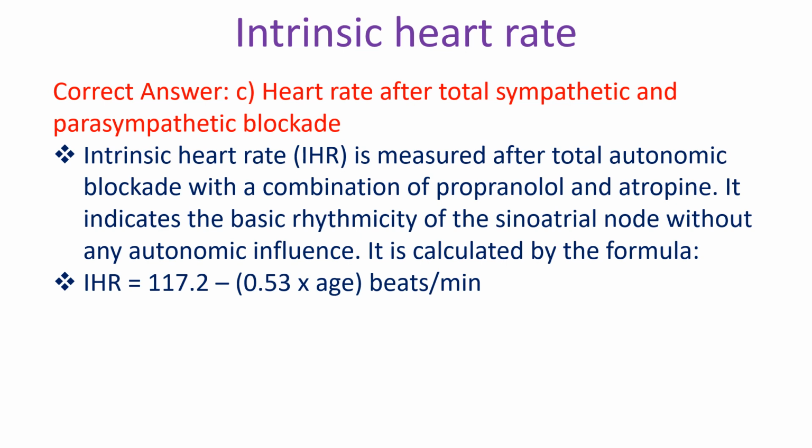Intrinsic heart rate is measured after total autonomic blockade with a combination of propranolol and atropine. It indicates the basic rhythmicity of the sinoatrial node without any autonomic influence. It is calculated by the formula IHR is equal to 117.2 minus 0.53 times age, in beats per minute.